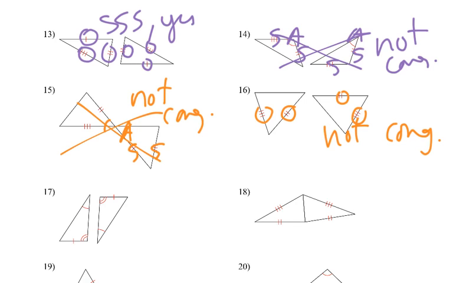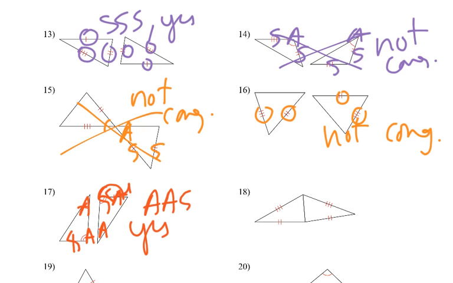Okay, 17. We've got 2 angles. The side is not in between them, and the side is touching both the double angles, so that would work. Flip those around. Angle, angle, side. Yes by angle, angle, side. 18, they share a side, plus they have the other two sides. So side, side, side. Yes by side, side, side.